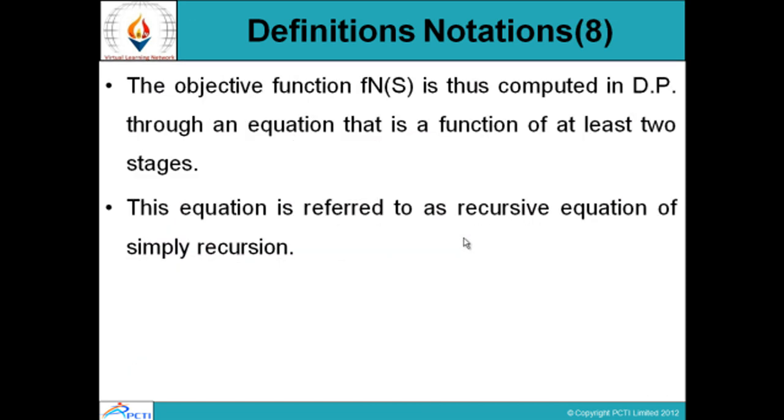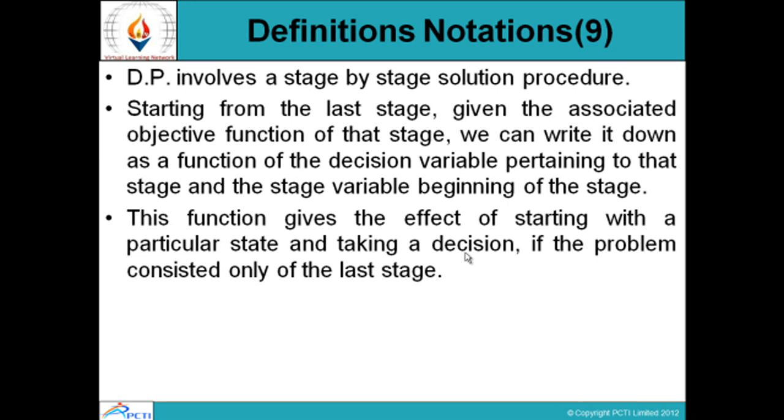The objective function fn(s) is thus computed in DP through an equation that is a function of at least 2 stages. This equation is referred to as the recursive equation, or simply recursion. DP involves a stage-by-stage solution procedure.